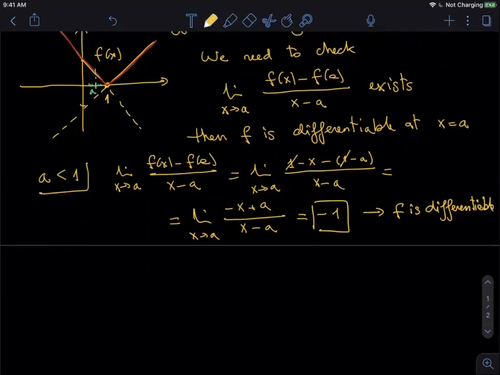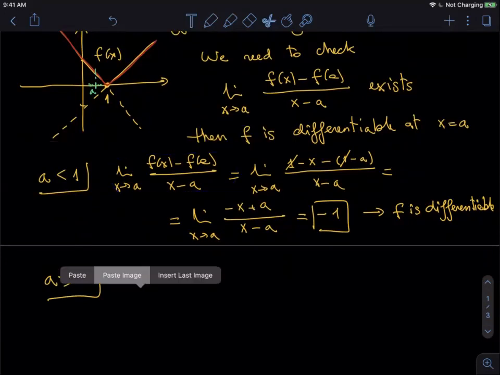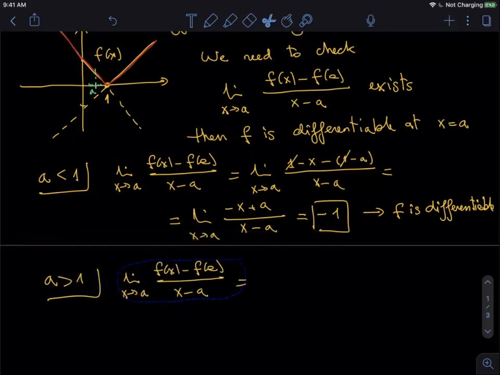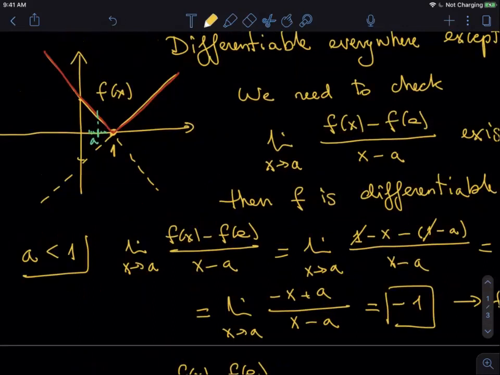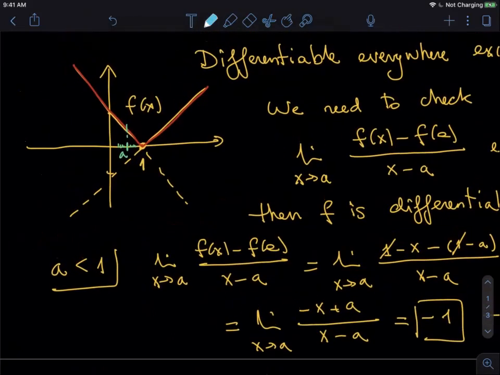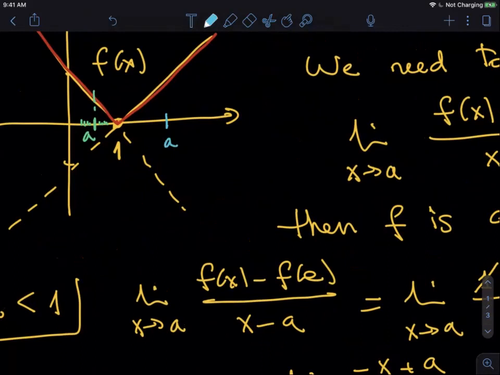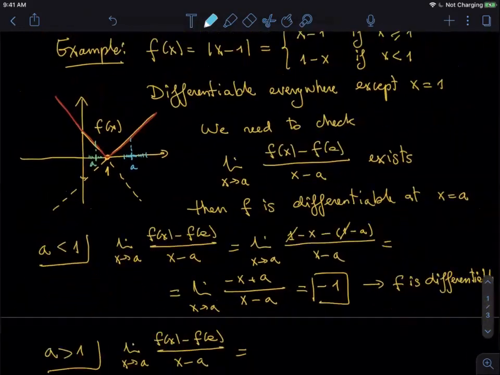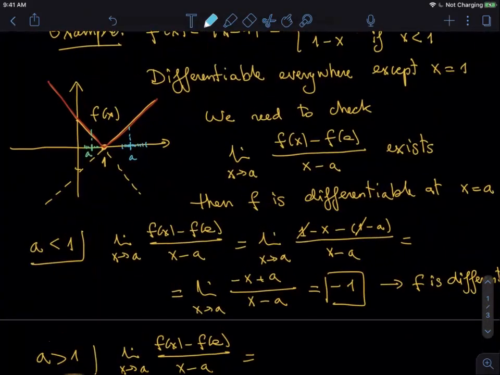Okay, now a bigger than 1, so it's the same definition, so I'm just going to copy paste. The limit as x tends to a of f of x minus f of a divided by x minus a. And now it's the opposite process. Now we have our value a that is bigger than 1, and as we take the limit, we are only interested in values that are very close to a, because that's the limit process.